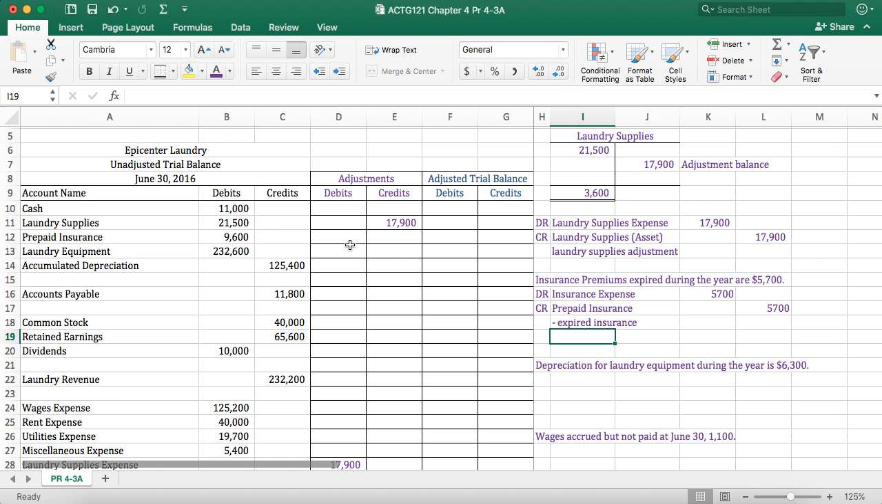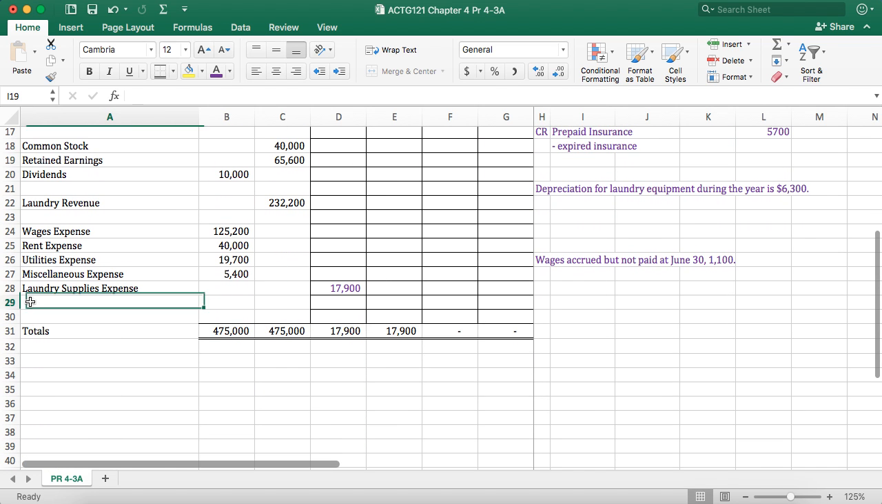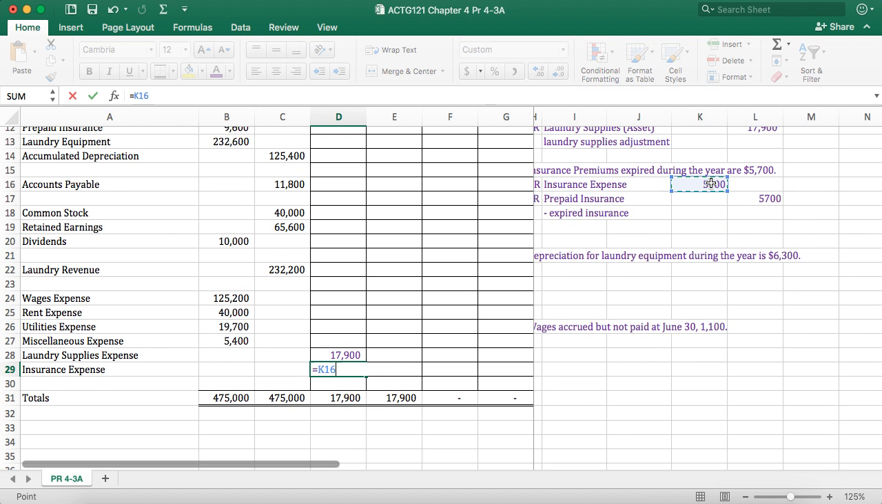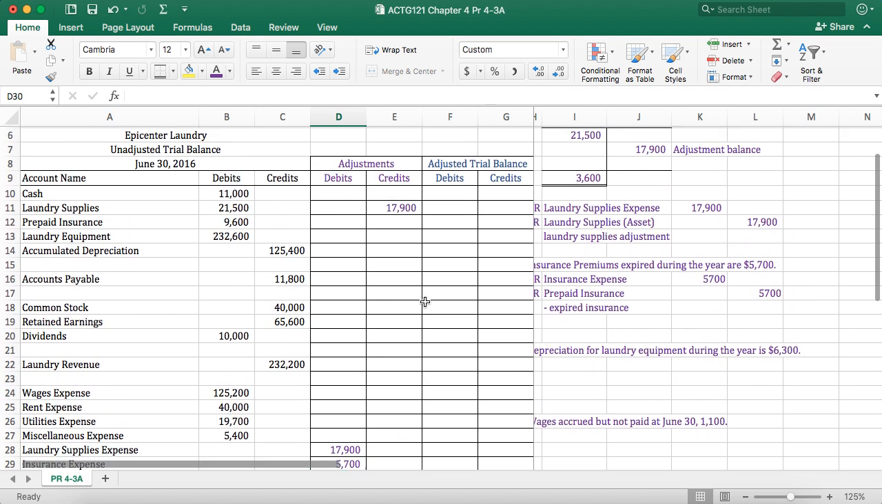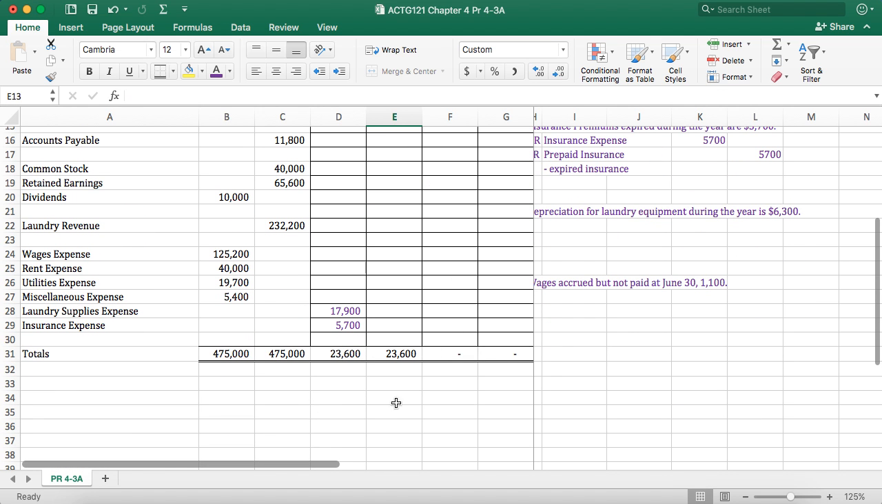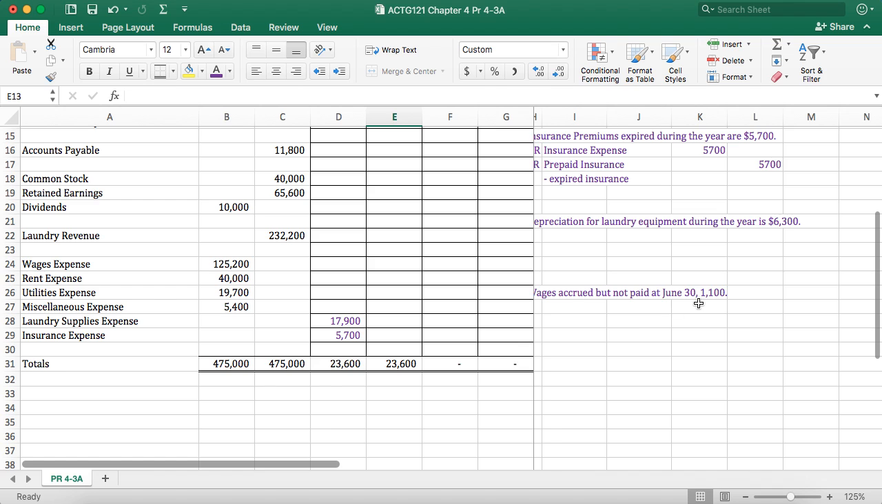Okay, so let's add it in over here. The debit is to insurance expense. So I need to add that account. And that is a debit of $5,700. The credit is prepaid insurance, and that is also $5,700. So again, my debits equal my credits.